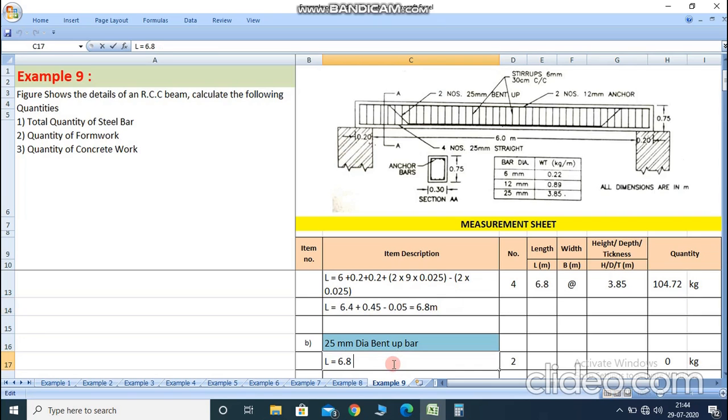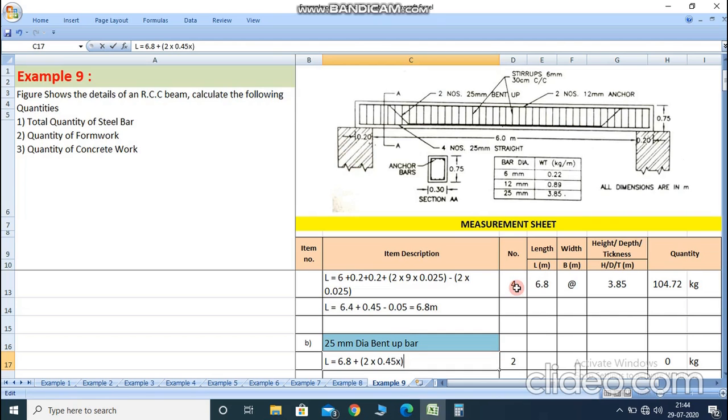So as per the last lecture we discussed, if the bent up bar is provided, in the equation we add 0.45x for one bent up bar, for one side bent up bar. But here, left side and right side, two bent up bars are provided. So we provide 2 multiplied by 0.45 into x. Clear?